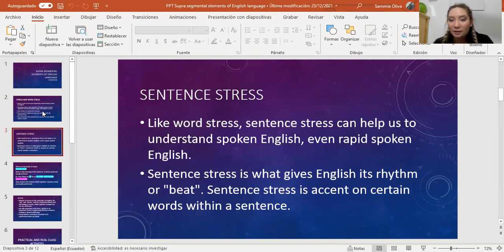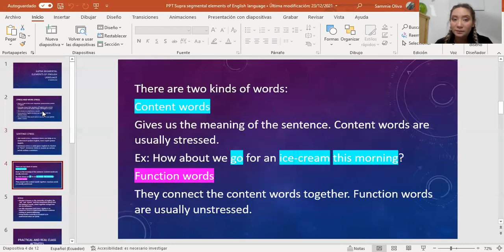Like word stress, sentence stress can help us to understand spoken English, even rapid spoken English. Sentence stress is what gives English its rhythm or beat. Sentence stress is accent on certain words within a sentence.